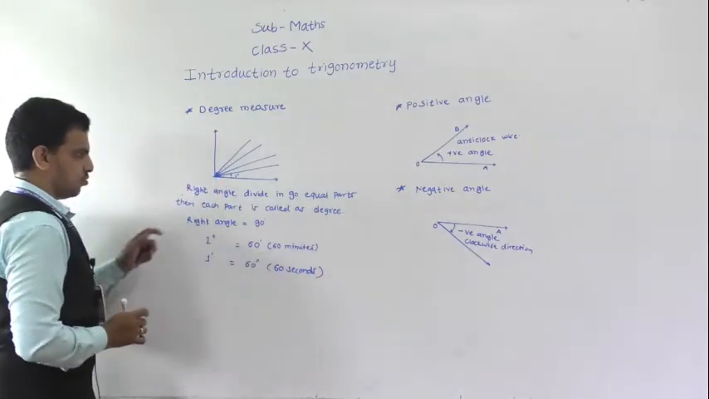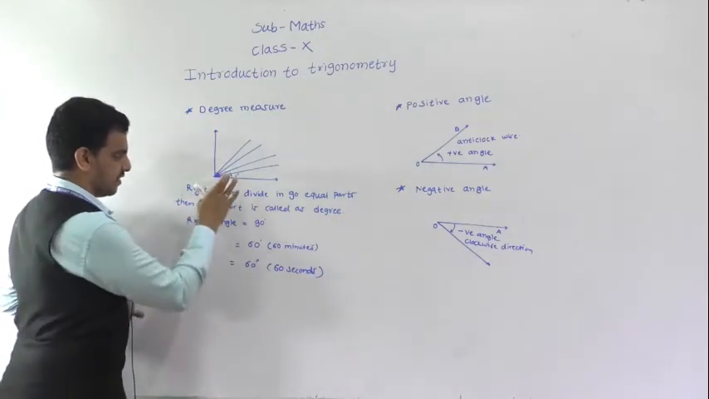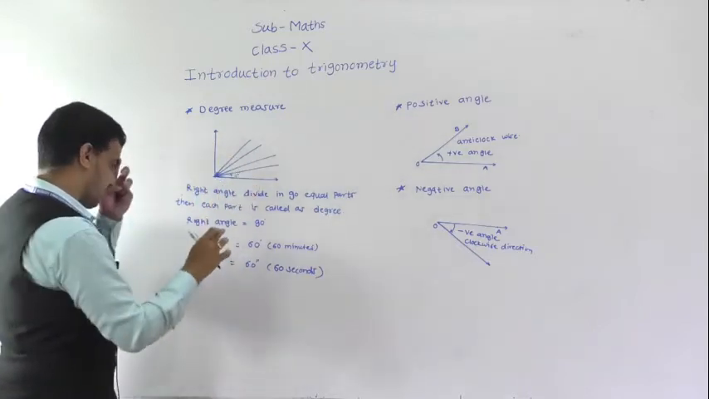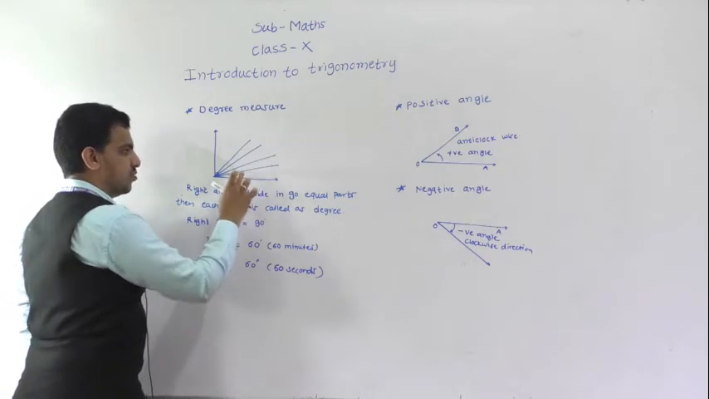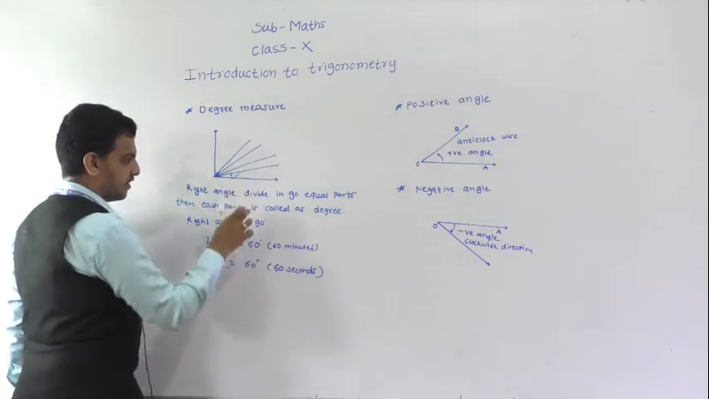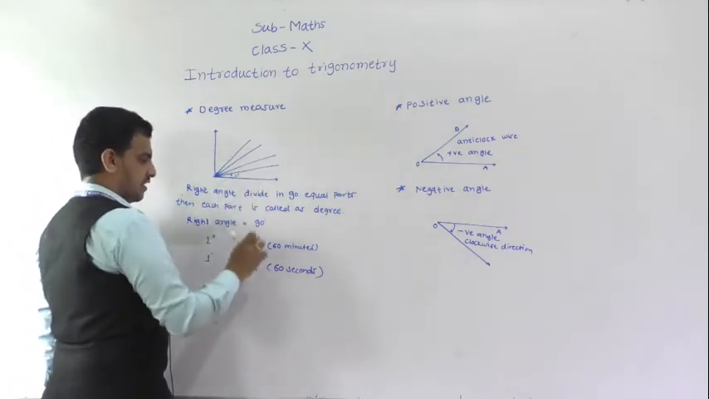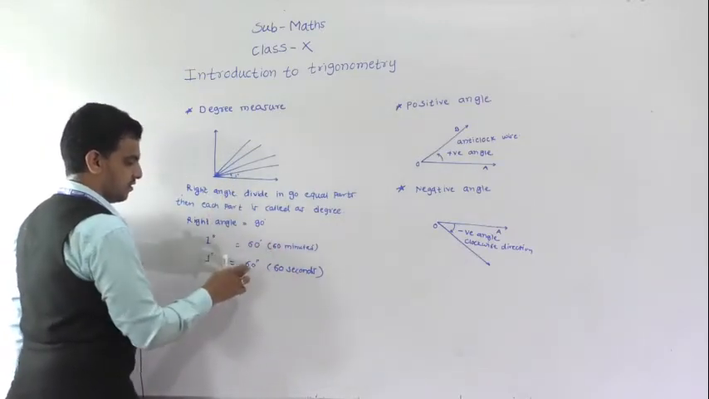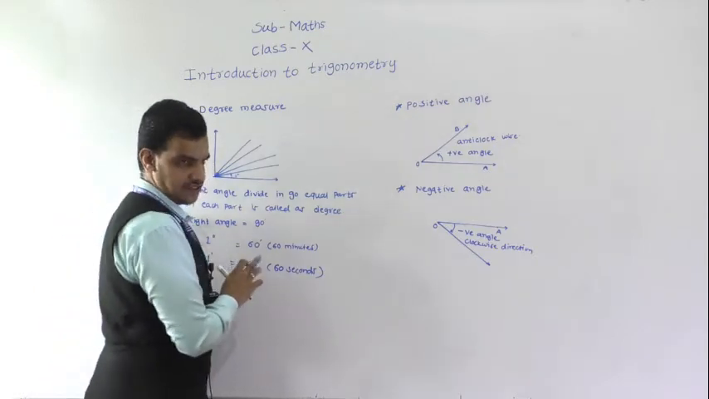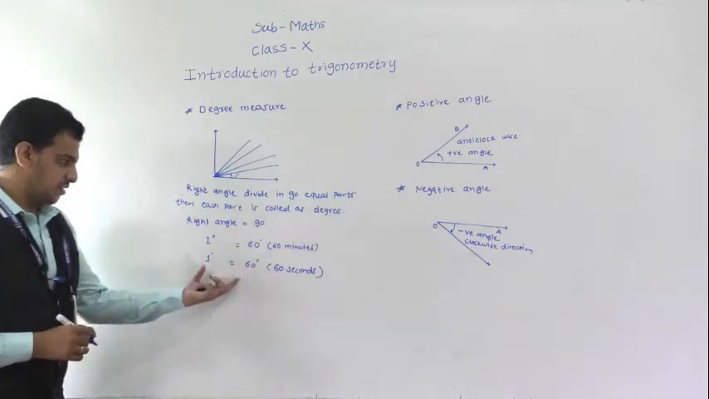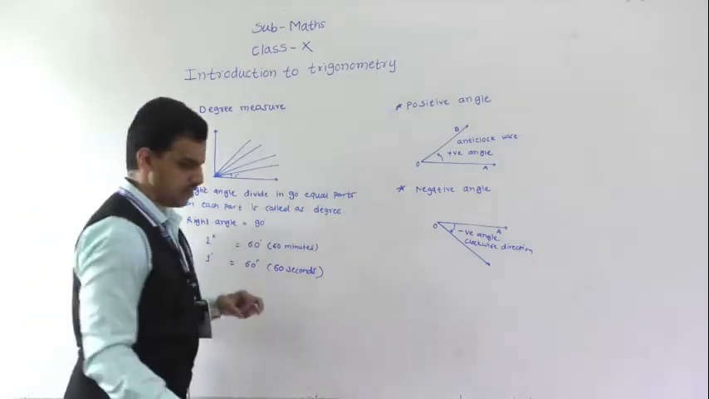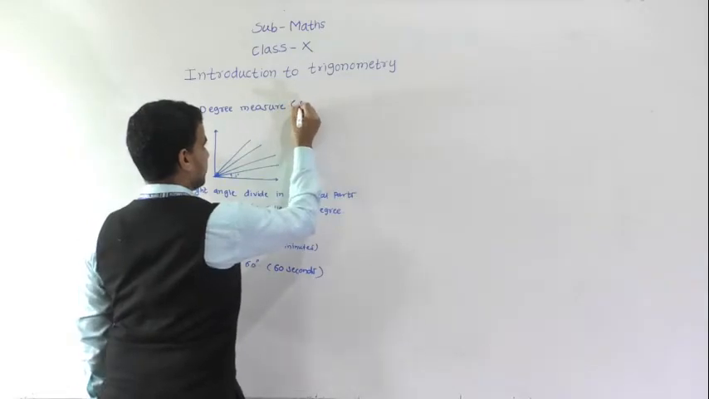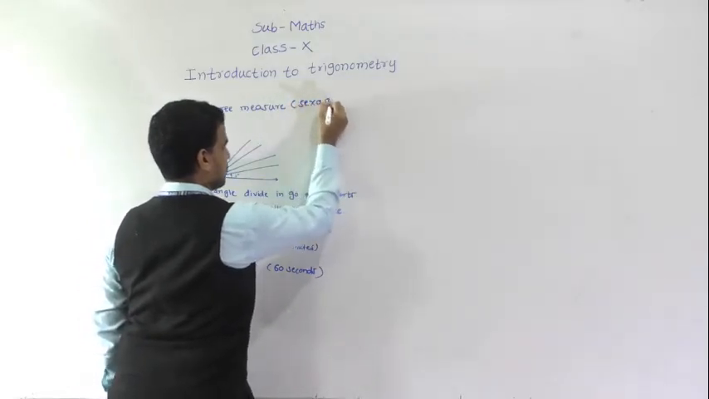So a right angle is 90 degrees, meaning if we divide this right angle into 90 equal parts, each part is called a degree. If a degree is divided into 60 parts, that is 60 minutes. And if we divide again, we get 60 seconds. After that, another measure is the radian measure. This degree measure is also called the sexagesimal system.